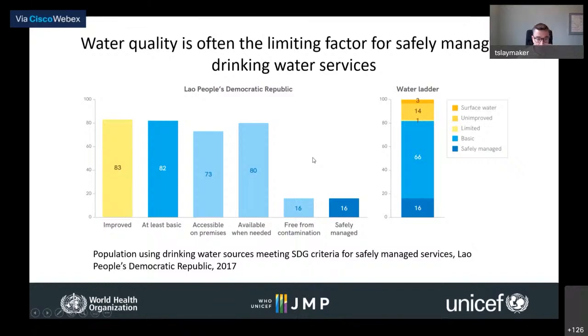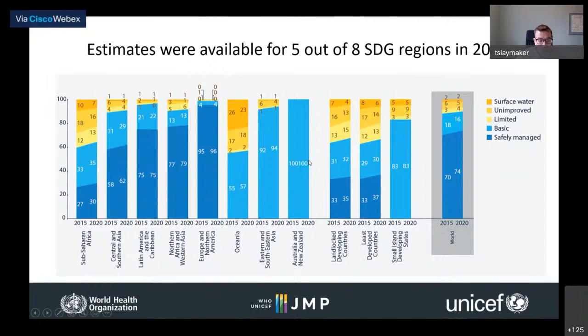These data were compiled for our most recent update to show regional and global estimates on the next slide. What you can see here is that we now have estimates for 5 out of the 8 SDG regions, but we're still missing data for 3 of the SDG regions, and we are missing data for some large populous countries, which means that we're not able to make regional estimates.